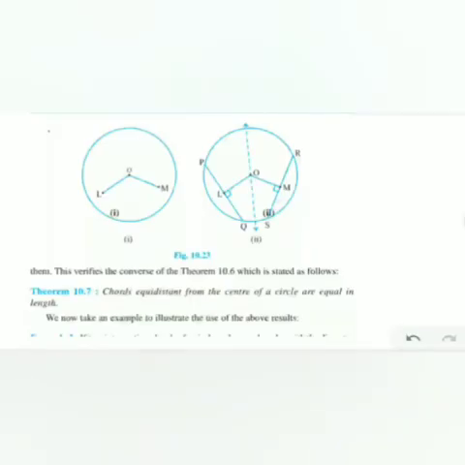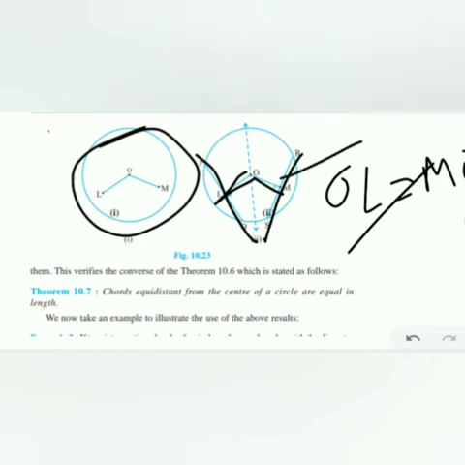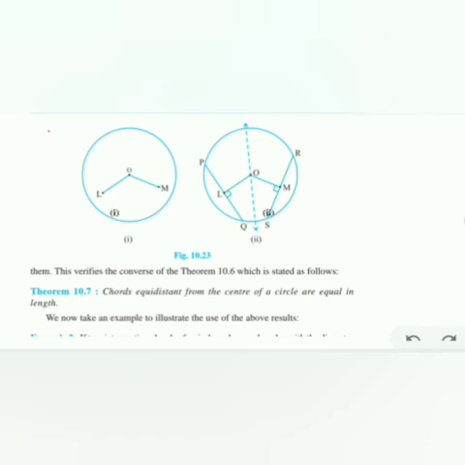As you can see on the screen, this was the question. It is the same kind of question we saw earlier. Here they have taken chords PQ and distances from the center, that is OL and OM, and here we have to prove that OL is equal to OM. If we prove that these chords SR and PQ are equal, then the distance from the center will also be the same.